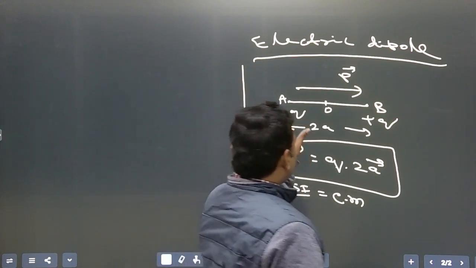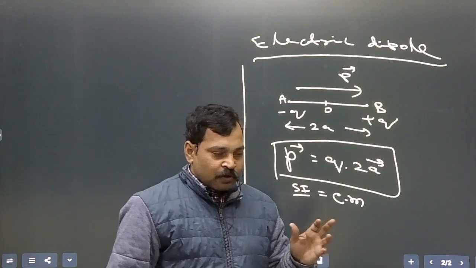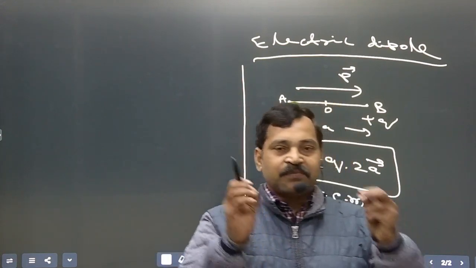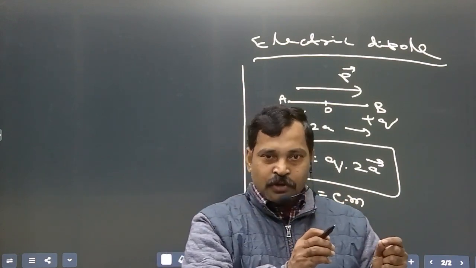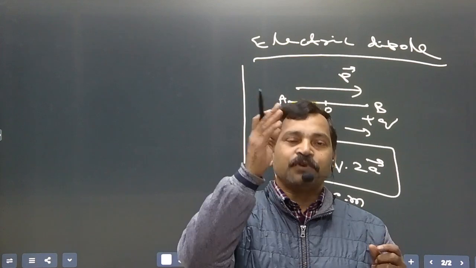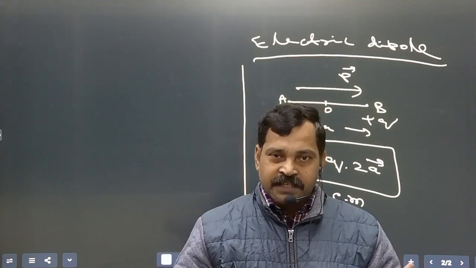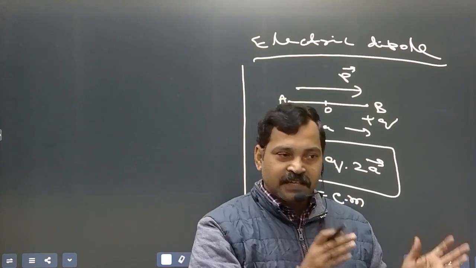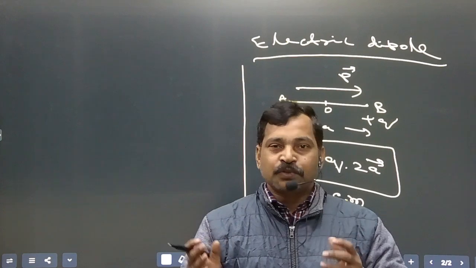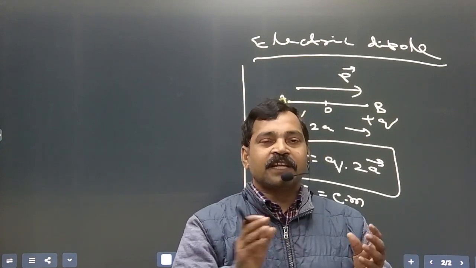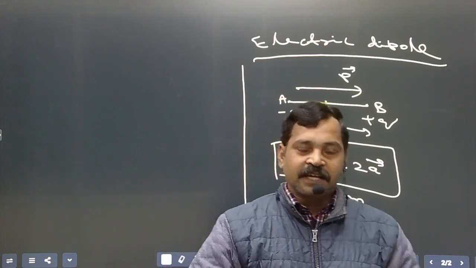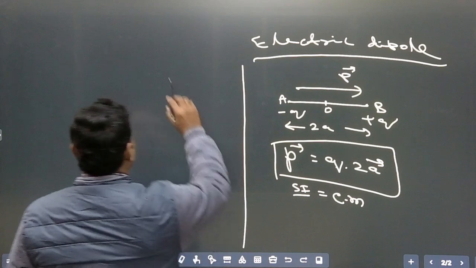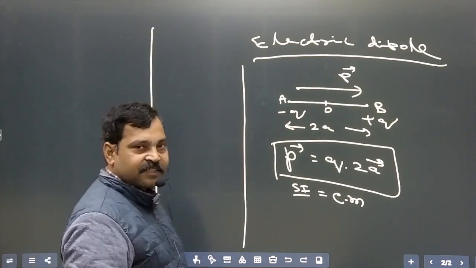Regarding the electric dipole, other questions may be asked in your exam regarding the electric field intensity due to an electric dipole on the axial line, on the equatorial line, or at any point, and also the torque experienced by an electric dipole when placed in a uniform electric field, and the potential energy stored in an electric dipole when it is placed in a uniform electric field. Only the formula I will write down, the derivation part in the next class.